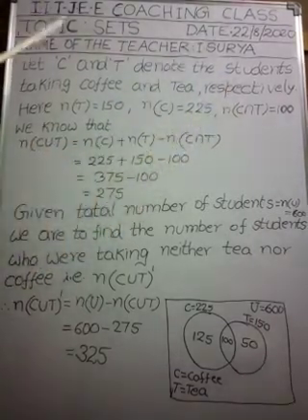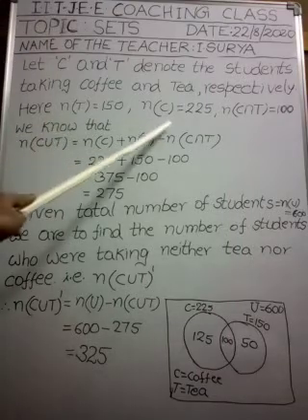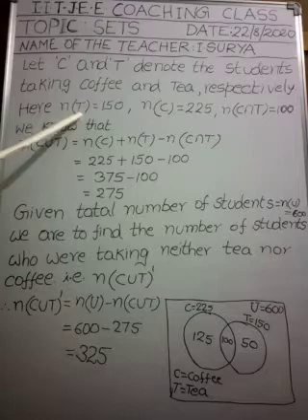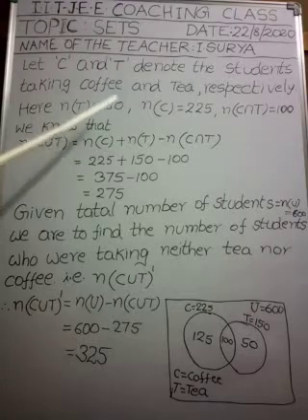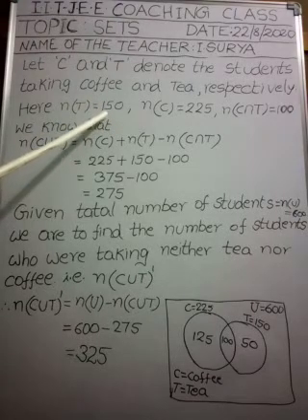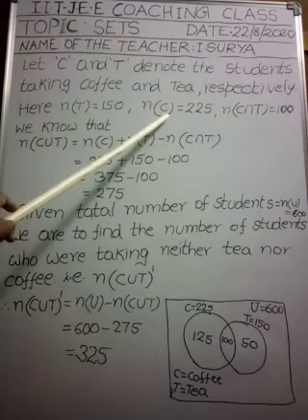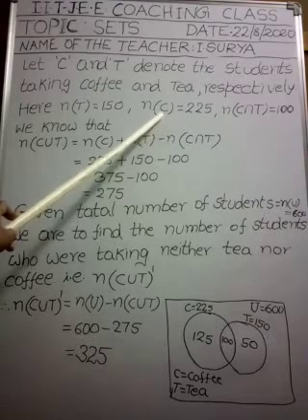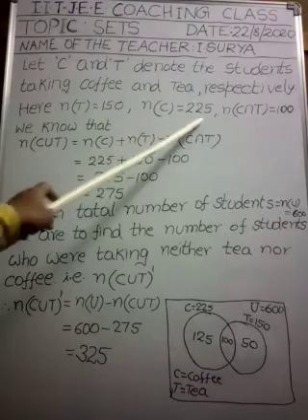Okay, my children. Now, from the question, we can write these equations. Here n of T stands for the number of students who are taking tea. How many students are taking tea in the question? 150. Understood, my dear children? Right. n of C denotes the number of students who are taking coffee. How many students are taking coffee in the question? 225. Understood this part, my dear children?